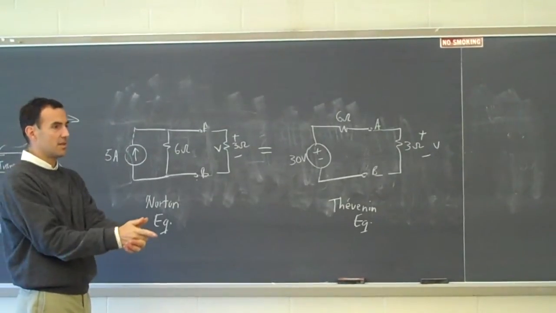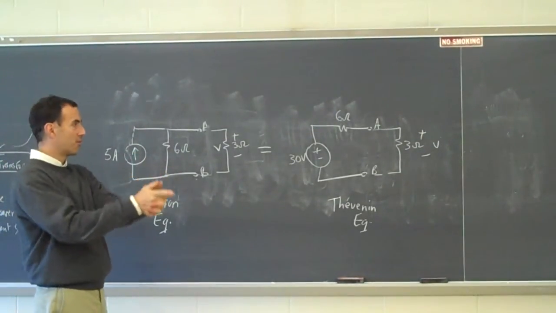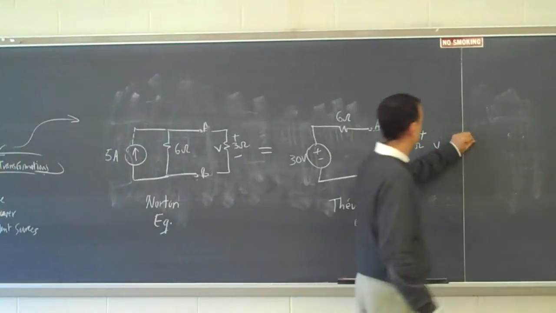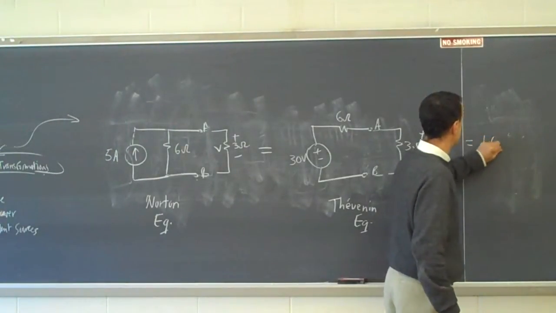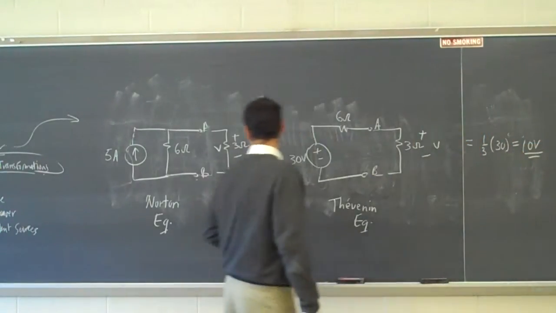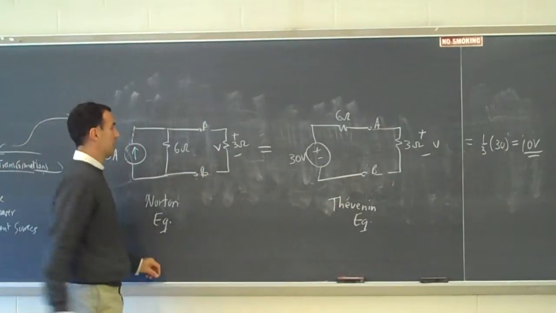So you're correct? One third of 30? Right, well, 10. Yeah. Okay. And how about the circuit on the left?